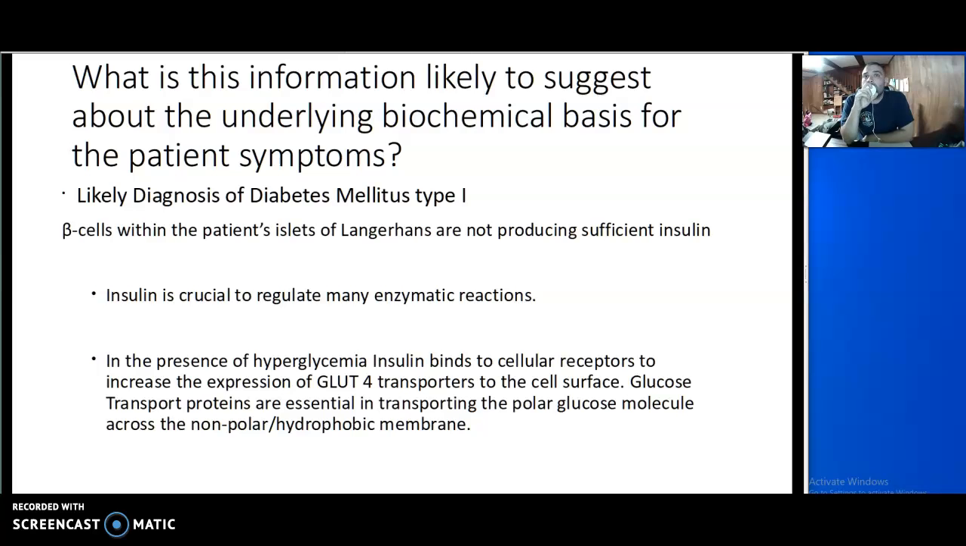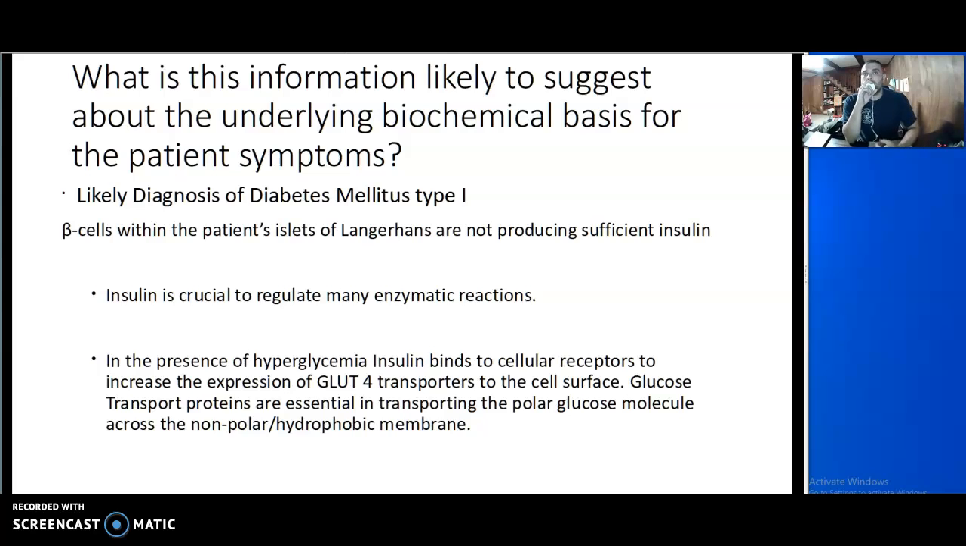In diabetes mellitus type 1, the beta cells of the islets of Langerhans are not producing sufficient insulin. There are other types of diabetes mellitus type 1 in which the pancreas is producing insulin. However, it's an ineffective form of insulin, usually either malformed or just unable to make correct cellular reactions. Insulin is crucial to regulate many enzymatic reactions within the cell, as well as in the blood.